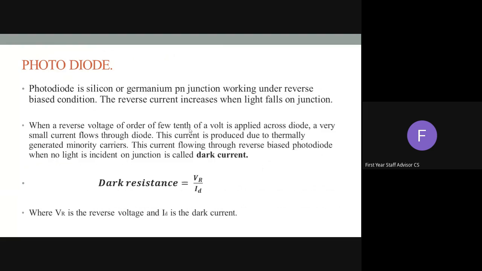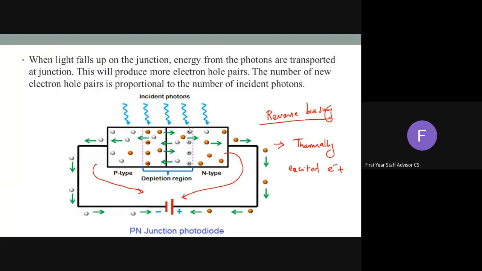So what happens when a PN junction diode is reverse biased? Due to thermally generated electron hole pairs, there will be a small reverse current. We can call that the current due to minority carriers, because here the electrons will be attracted to the P side and holes will be attracted to the N side. So electrons are minority carriers in the P side and holes are minority carriers in the N side. So this reverse current in the circuit is due to minority carriers.